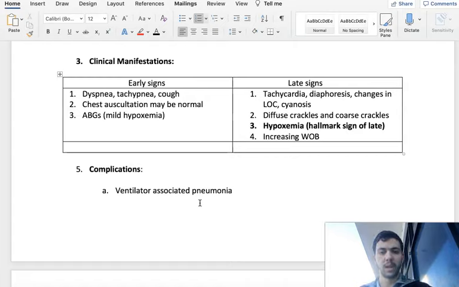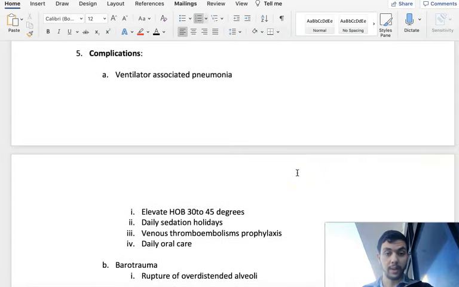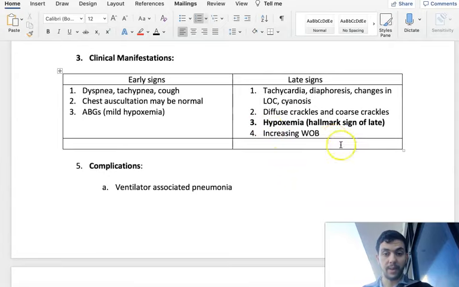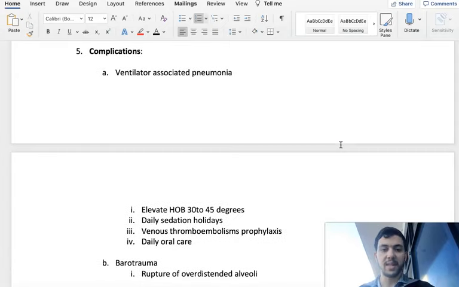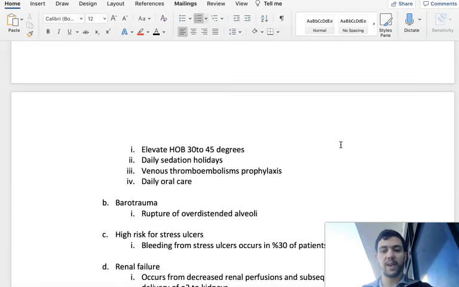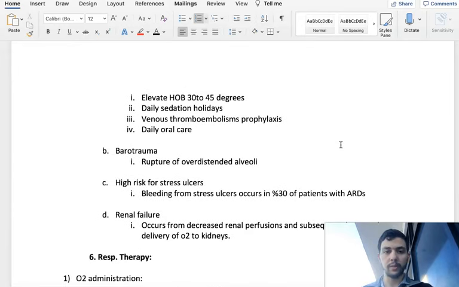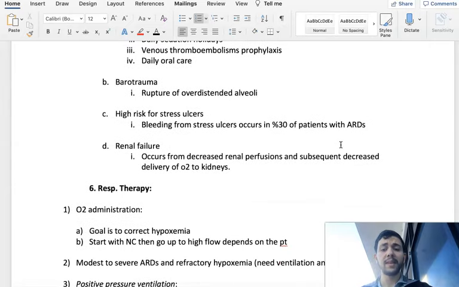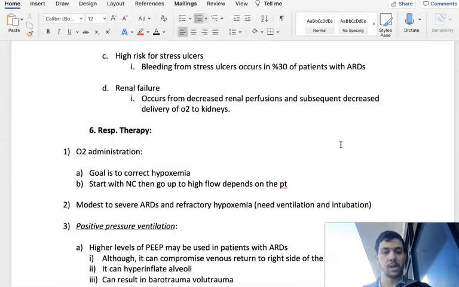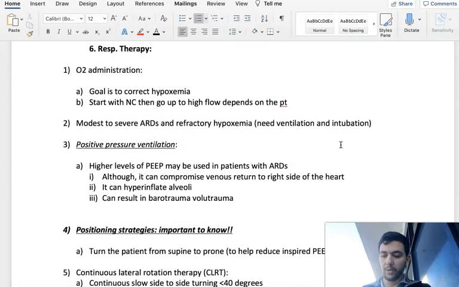not right. Hypoxemia is literally a hallmark sign; later they tend to get hypoxic. Complications: it could be a VAP, so elevate the head of the bed 30 to 45 degrees. Daily oral care. Respiratory therapy, you can do O2 administration.